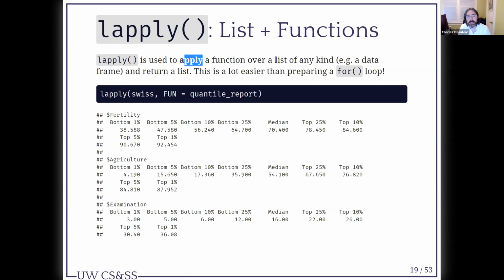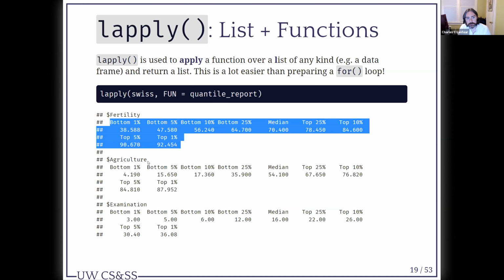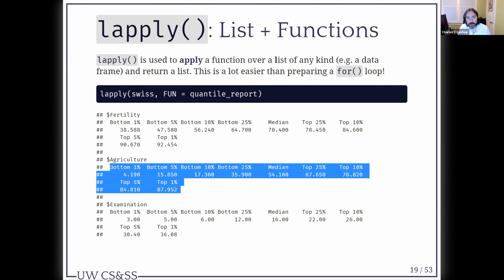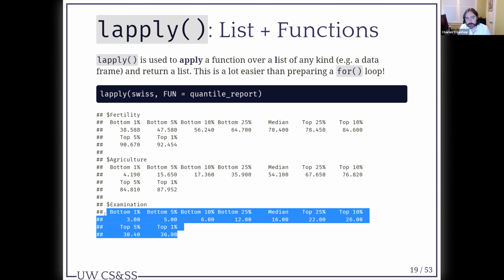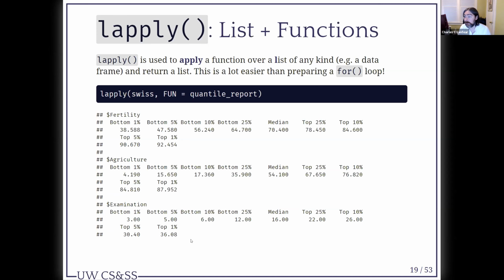So here I say, I want to apply my Quantile report function to the Swiss data set. So we say lapply, the thing I want to apply it to, and the function I want to apply, Quantile report. What gets spit out is, for the fertility variable, here's its quantiles. For the agriculture variable, here's its quantiles. For examination, here's its quantiles. And then I truncated my output, but trust me, it did it for every variable in the data set.